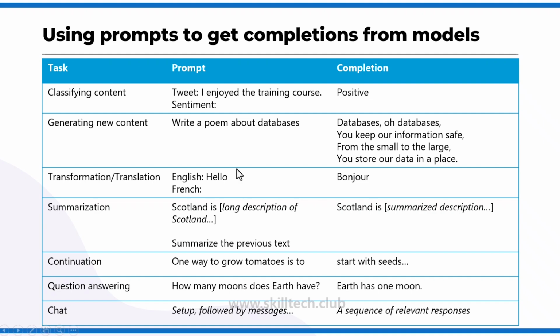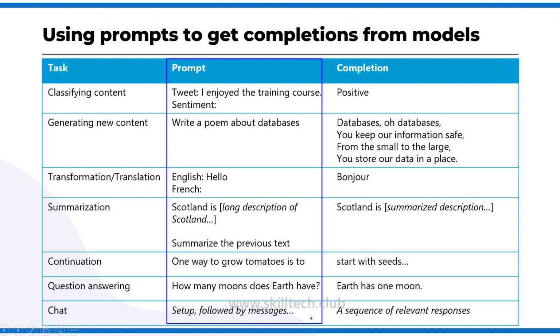As you can see here in the slide, this column shows some examples of prompts which you can give, and based on those prompts, whatever responses we can expect from the system, that is known as completion. We have different kinds of segregated tasks given here. For example, we have classifying content.